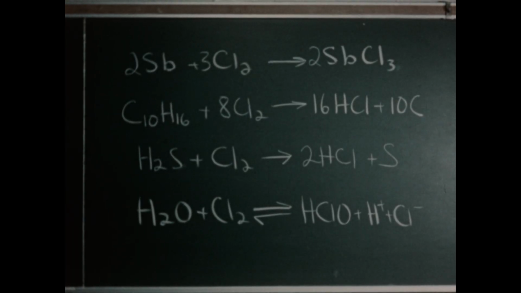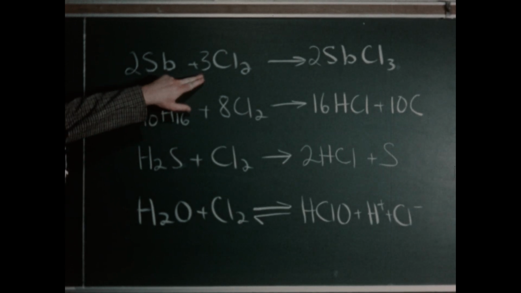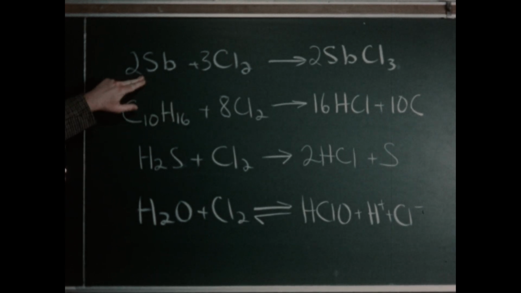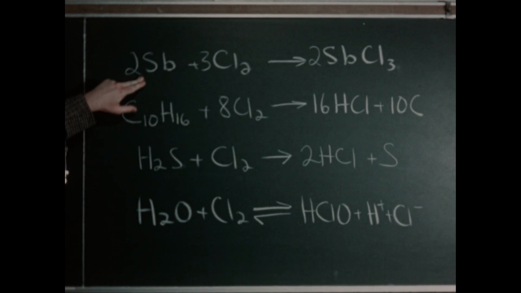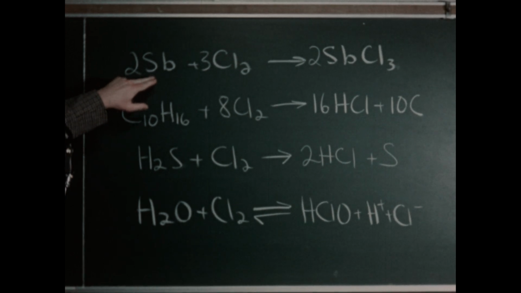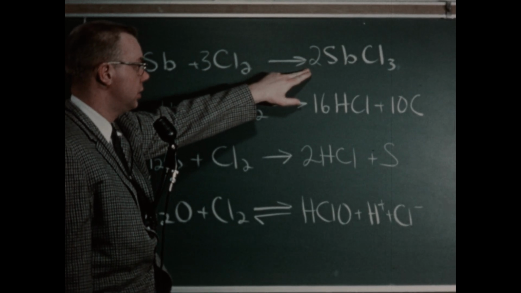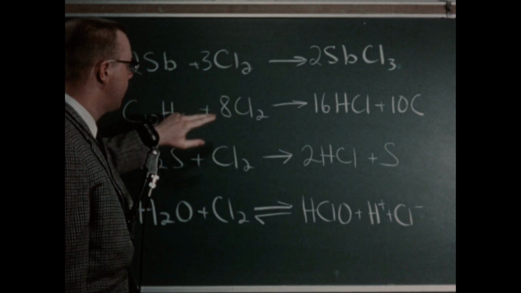The equations on the board represent several of the reactions of chlorine which we've just seen. You'll recall that to our bottle of chlorine gas, we added some finely divided antimony metal, and that the antimony glowed with the heat of the reaction and formed a white powdery substance, antimony trichloride.